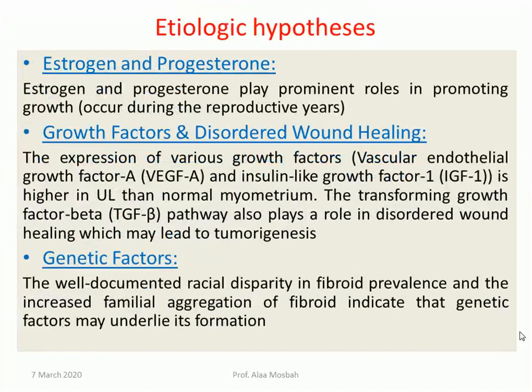The etiologic hypotheses include the estrogen and progesterone hypothesis. Estrogen and progesterone play prominent roles in promoting growth. That's why this lesion is commonly found in reproductive years. The other theory is about growth factors and disordered wound healing. The expression of various growth factors like vascular endothelial growth factor A and insulin-like growth factor 1 is higher in uterine leiomyoma than normal myometrium. The transforming growth factor beta pathway also plays a role in disordered wound healing, which may lead to tumorigenesis.